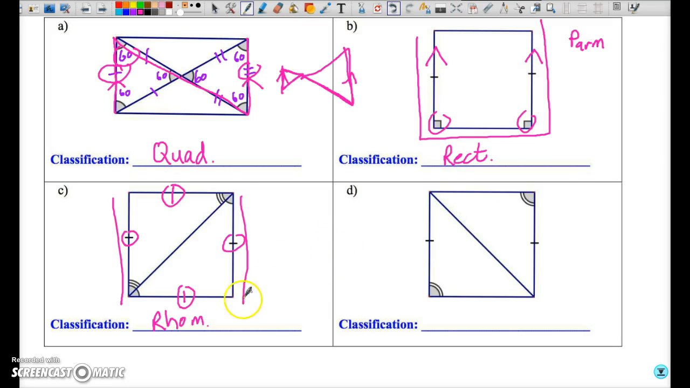Again, we do not know for sure if it's a square because we don't know if we have a 90-degree angle at all. And so all four sides of this figure are congruent, and therefore it is a rhombus.